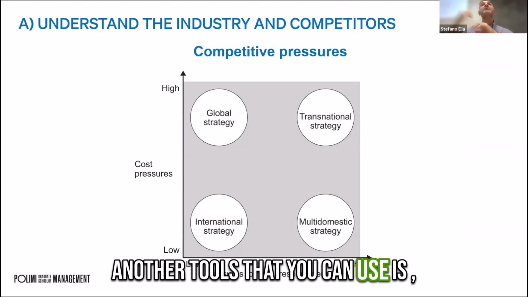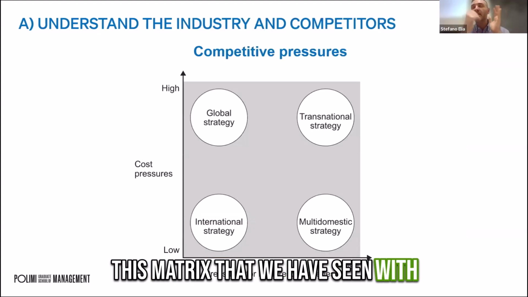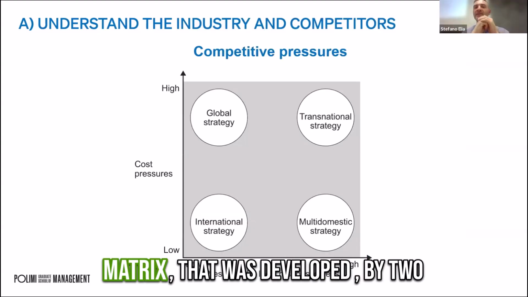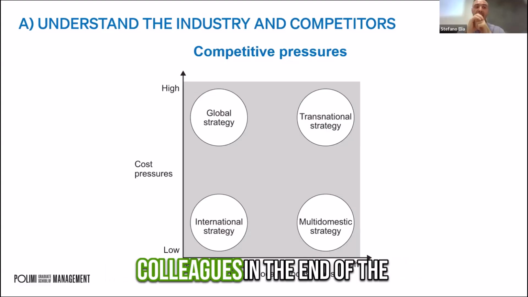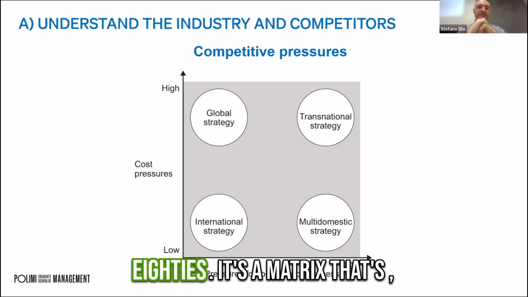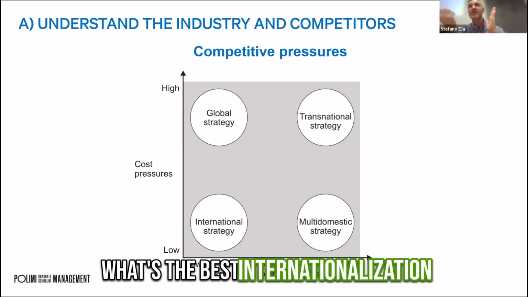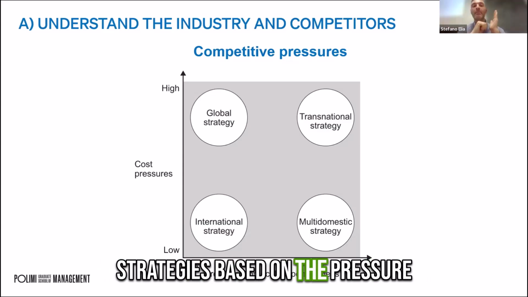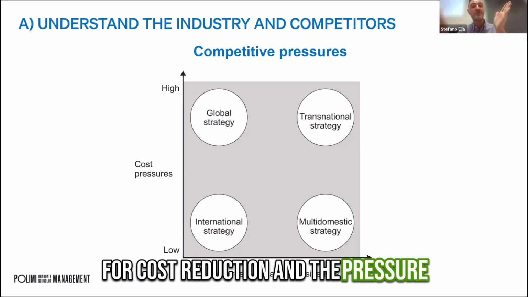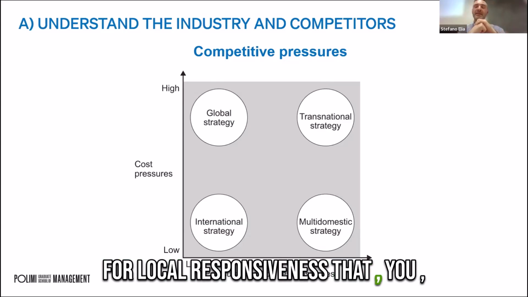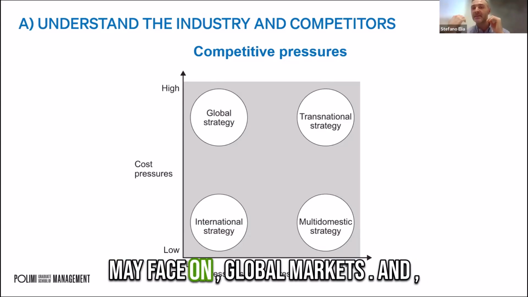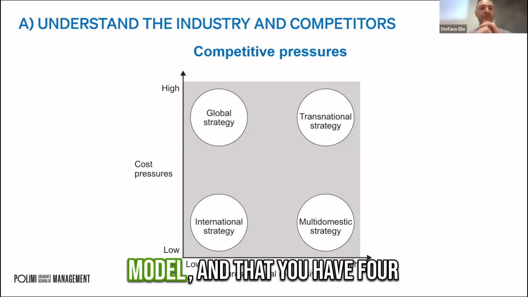Another tool that you can use is this matrix that we have seen with our students this morning. It is a matrix that was developed by two colleagues at the end of the 80s. It basically allows you to understand the best internationalization strategy based on the pressure for cost reduction and the pressure for local responsiveness that you may face on global markets. And this is the Bartlett and Ghoshal model.